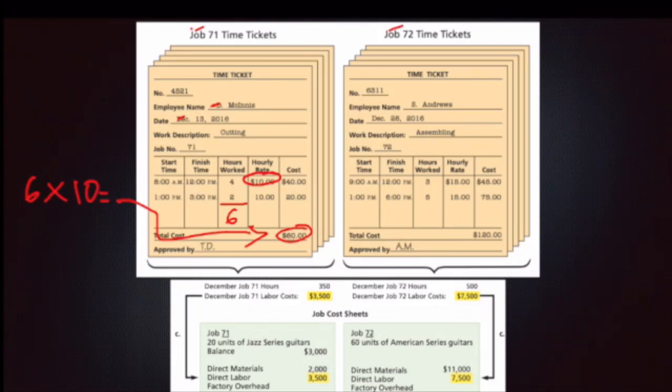The image also below indicates that a total of 350 hours was spent by employees on job 71 for the month of December, for a total cost of $3,500. We got $3,500 by getting the product of the number of hours for December and the hourly rate.